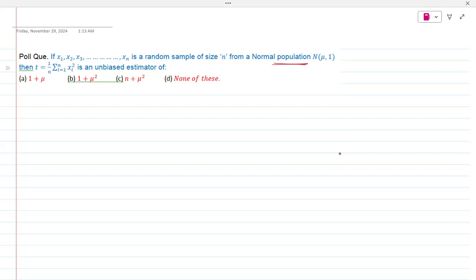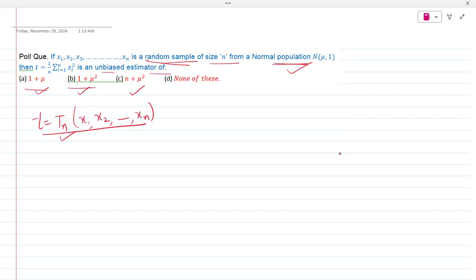Now we have a sample, a random sample of size n from a normal population. Then this estimator t is obviously a function of the sample observations x1, x2, xn, as you can very well see. So this is an estimator. Is this an unbiased estimator of which of the given parameters?